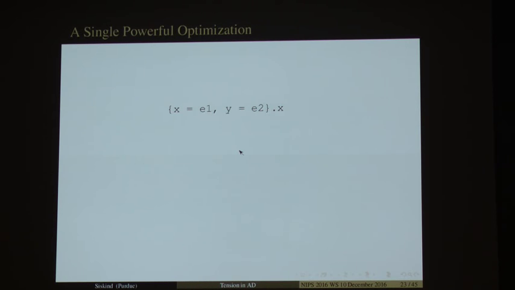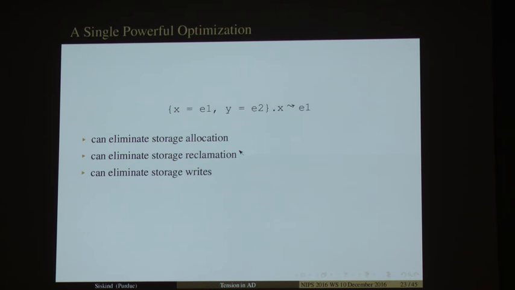What this allows you to do, among other things, is have data structure allocation, that is, allocation of dual numbers, and accessing the slots of dual numbers, and partially evaluate that away. If you do that, you eliminate storage allocation, storage reclamation, storage writes into the slots, and storage reads out of the slots. It's very, very powerful to do this. The catch is, this might cross a function boundary. It might even cross a file boundary. So you have to do this over the entire program in order to get the efficiency benefits.